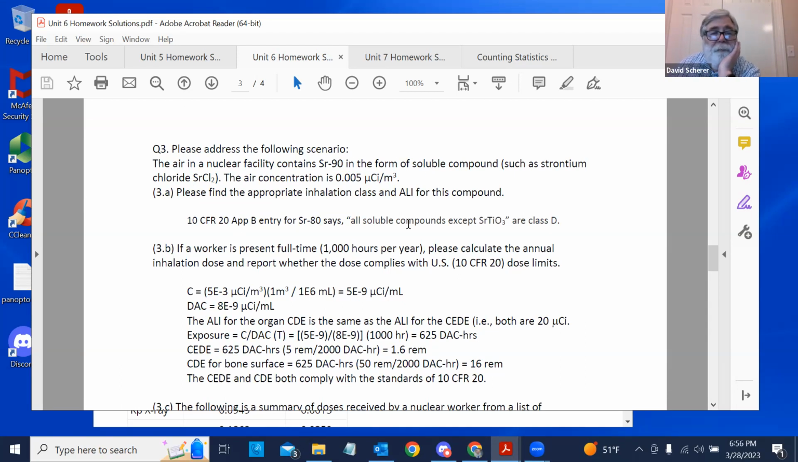This is another problem we had to do. Someone is exposed to soluble strontium-90, and there's a given air concentration. A lot of people did this. There are a couple of ways to do it. A lot of people did it by taking the air concentration, multiplying by the breathing rate, getting what the intake is, and comparing that to the ALI.